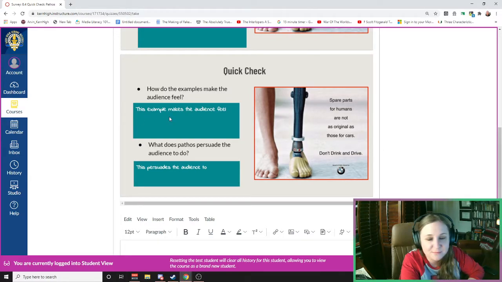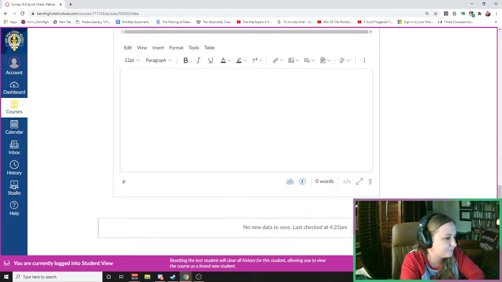And I have sentence frames in here that I want you to use as well. So it's okay if you can fit all three of these answers into one answer, into one sentence. But do try your best to use these sentence frames here. So for example, for the question that asks, how do the examples make the audience feel? You can start it off by saying, this example makes the audience feel blank. And you just fill in the blank. All right?